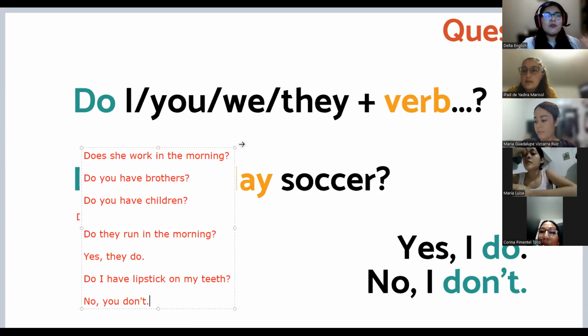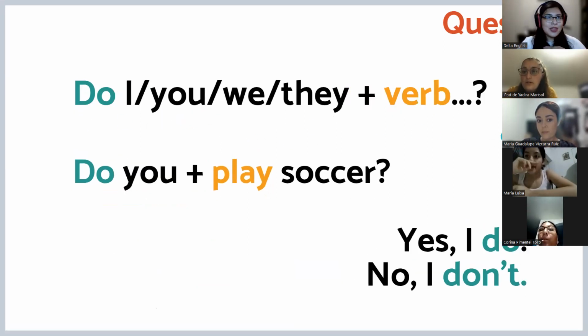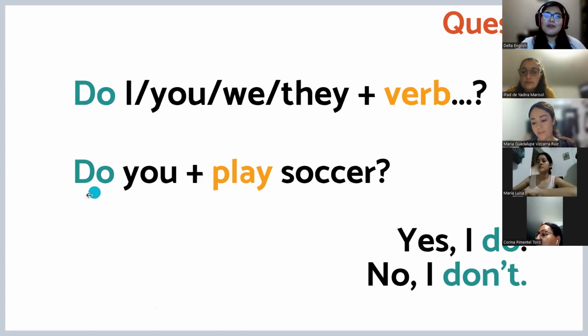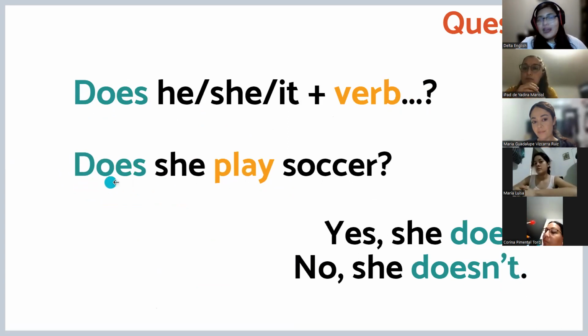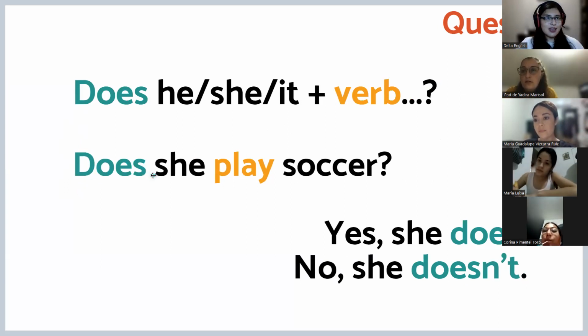Now, as Lupita gave us an example earlier, if I'm using, instead of I, you, we, they, he, she, it, then instead of using do, I'm going to use does. Does, and then the exact same structure. Se queda exactamente igual. Verbo auxiliar, sujeto, verbo principal. Y mi verbo no cambia. La única diferencia es que como aquí cambió mi sujeto a he, she, it, voy a usar does. No do, does. Lo demás se queda igual.